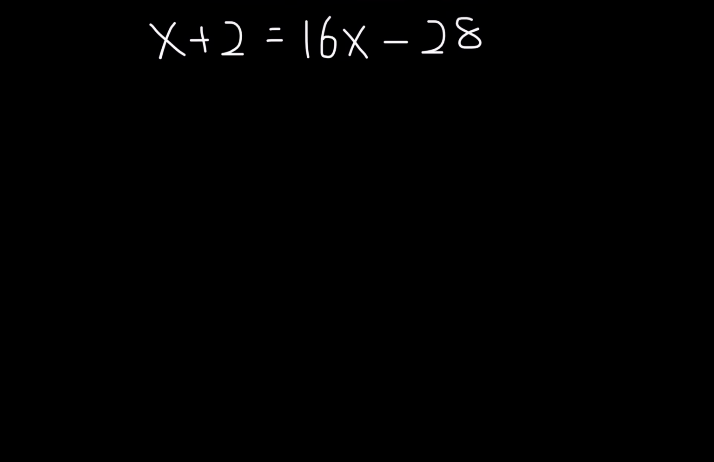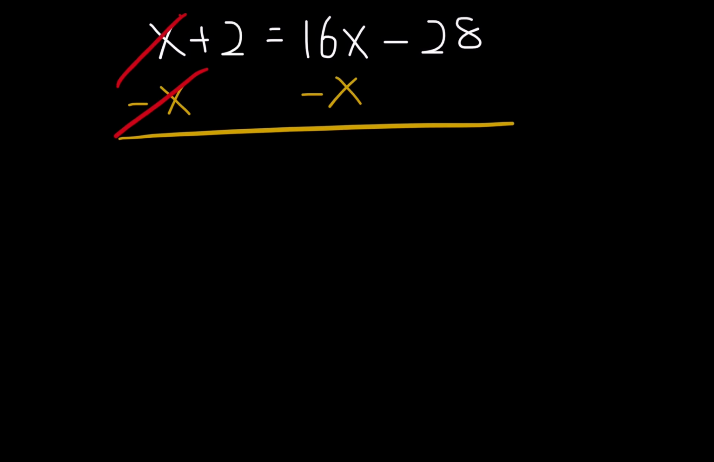So now, in this case, since we have the 16x on the right hand side, I don't want to be subtracting 16x from both sides because we'll get negative numbers, and that's not nice. Instead, I want to subtract the x from both sides. And subtracting x from both sides cancels out this x over here. Since you're adding x, subtracting x, so that cancels out. You are left with 2 is equal to 16x minus x, that is 15x, minus 28.